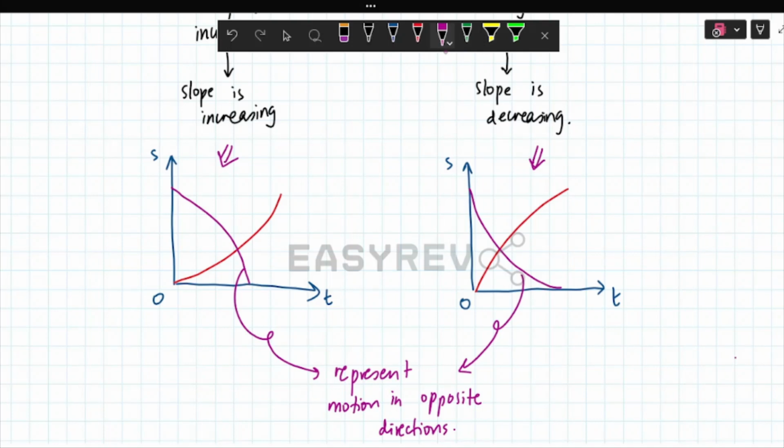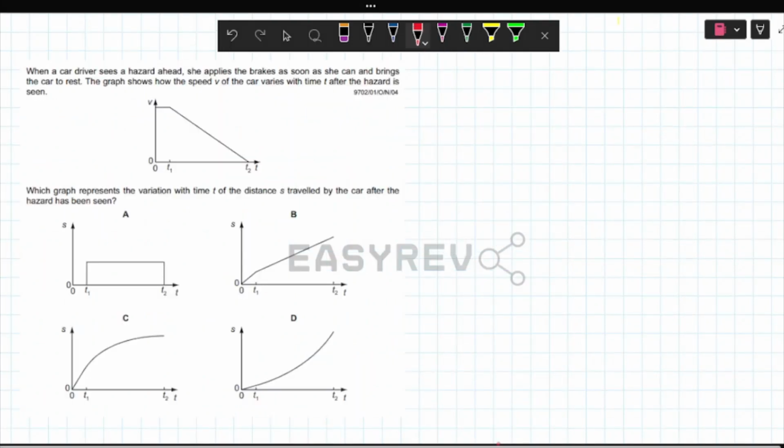So let's start. So here we have the following question. When a car driver sees a hazard ahead, she applies the brakes as soon as she can and brings the car to rest. The graph shows how the speed v of the car varies with time t after the hazard is seen. Which graph represents the variation with time t of the distance s traveled by the car after the hazard has been seen? So we basically have to pick one of the following distance time graphs that relate well with the above drawn velocity time graph.